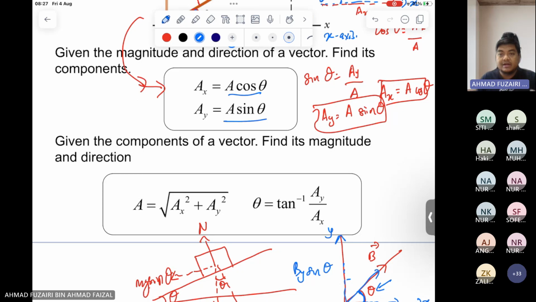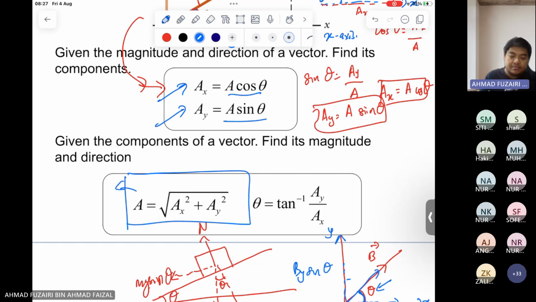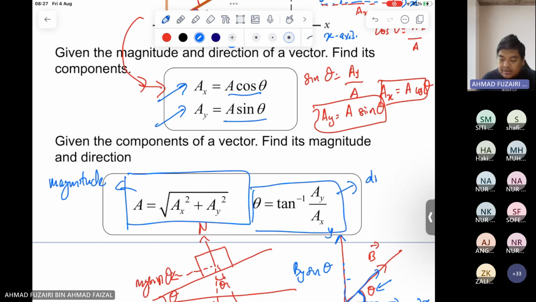Okay, so given the components of vector, find its magnitude and direction. Vector ni dia tidak akan lengkap tanpa kita belajar components. Okay, this is what we call as component, and this is what we call as magnitude, and the theta is called direction. Sebab tu dia duduk dalam vector. Dalam jawab soalan nanti kena ada 3 benda ni: components, magnitude, and direction.